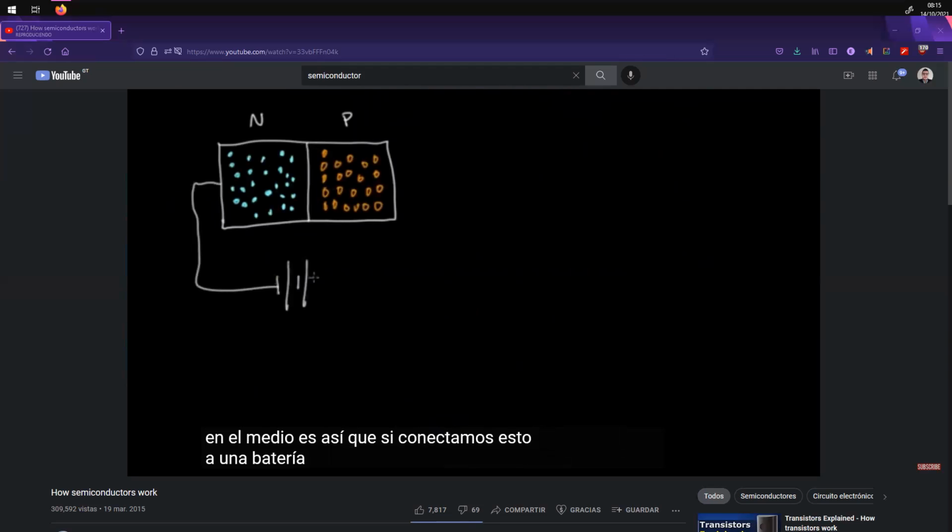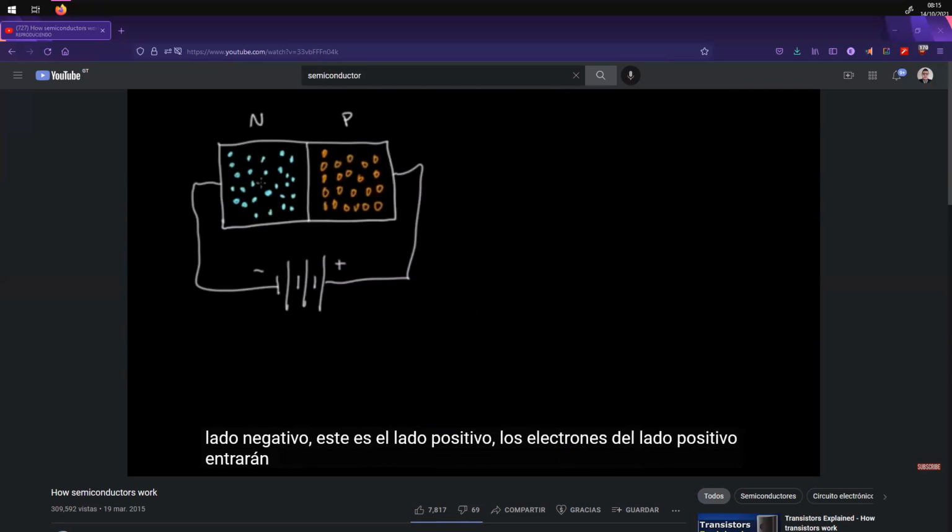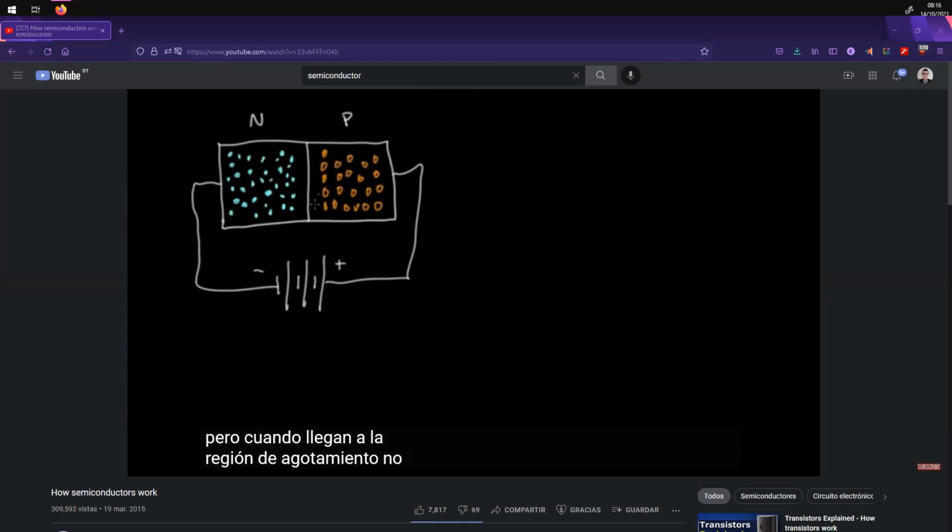So if we hook this up to a battery side, electrons are going to enter this N region over here. So there's going to be some extra electrons showing up here, and some of them are going to wander over towards this depletion region in the middle. But when they get to the depletion region, there's no charge carriers here, and so you won't get a current flowing.